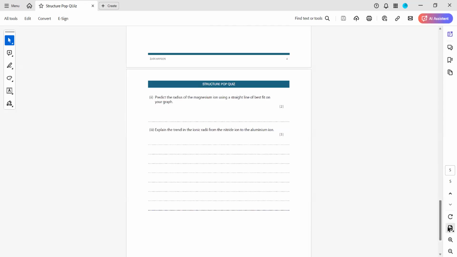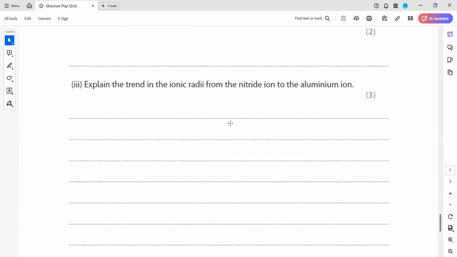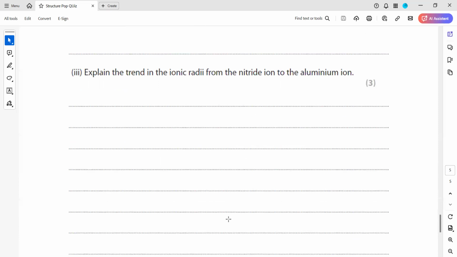Then part 3, any doubt? Trend in ionic radii of nitride to aluminium. In the third part, look, it's 3 marks. So what are the points you should include? Number one, as we move across, as you can see here, they all are isoelectronic.